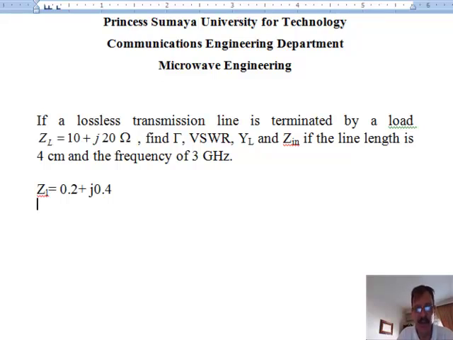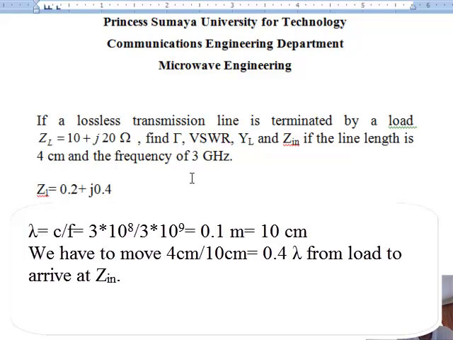Another point we have to take into account is how far the load is from Zin. To do that, we convert the physical length, 4 centimeters, into an electrical length. Knowing that the frequency of operation is 3 gigahertz, we now calculate lambda, the wavelength. Lambda is 3 multiplied by 10 to the 8 over 3 multiplied by 10 to the 9, which gives us 10 centimeters for the wavelength.